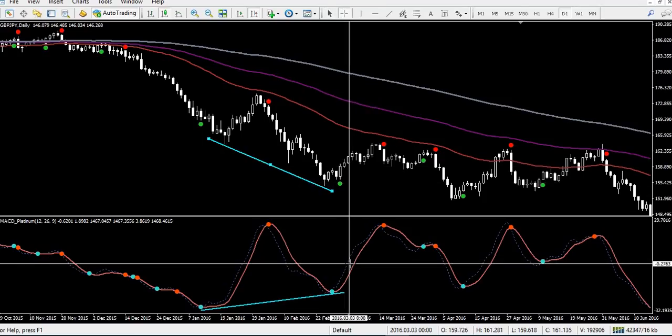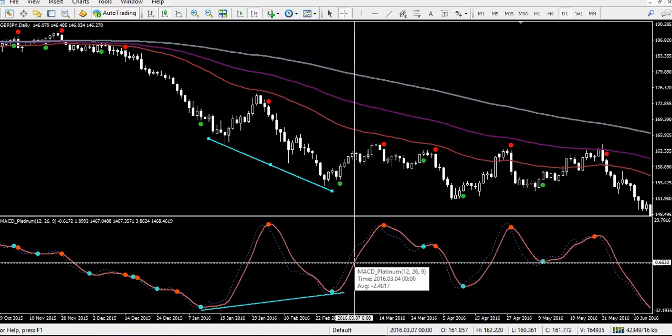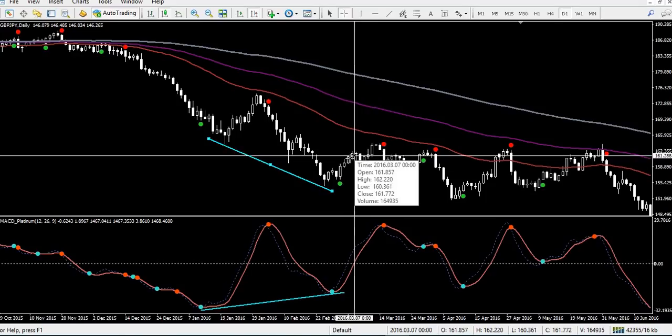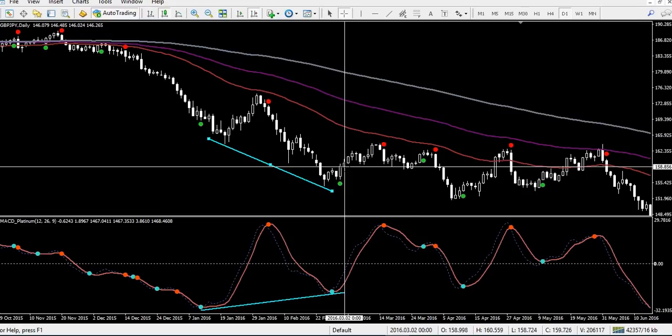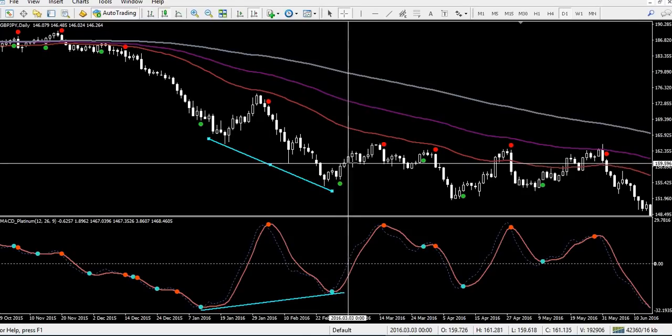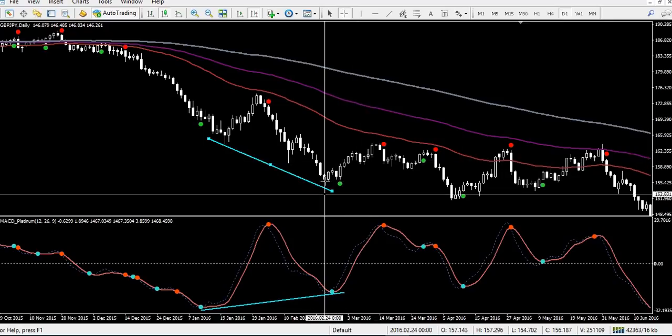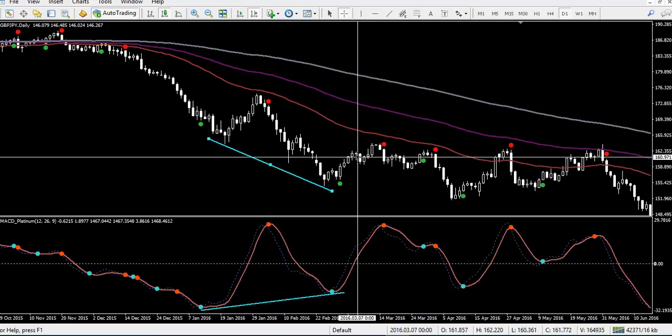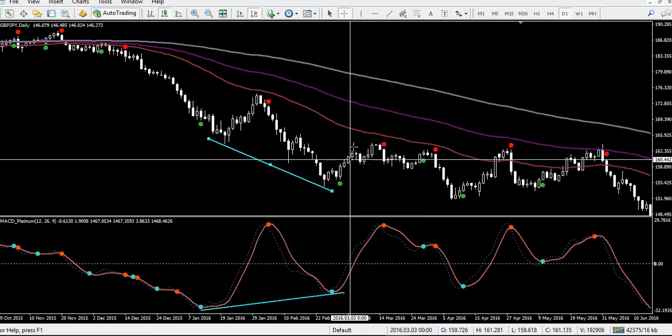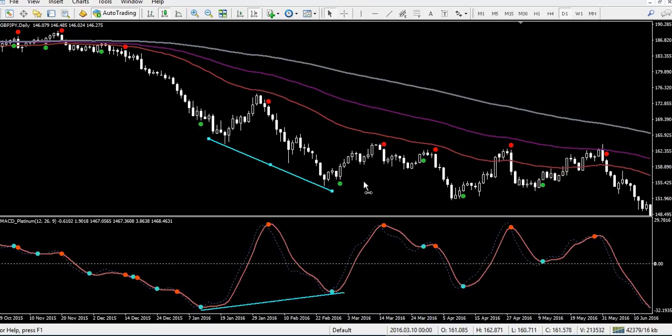Again, once you're through the zero level on the MACD Platinum, start looking at taking some sort of action to get your stop to break even, closing out half, something like that. Remember, you're trading against a trend here. You'd be watching this trade a lot closer than you would be watching that trade. There's more chance of this one failing than this one here. But that's a counter trend trade.